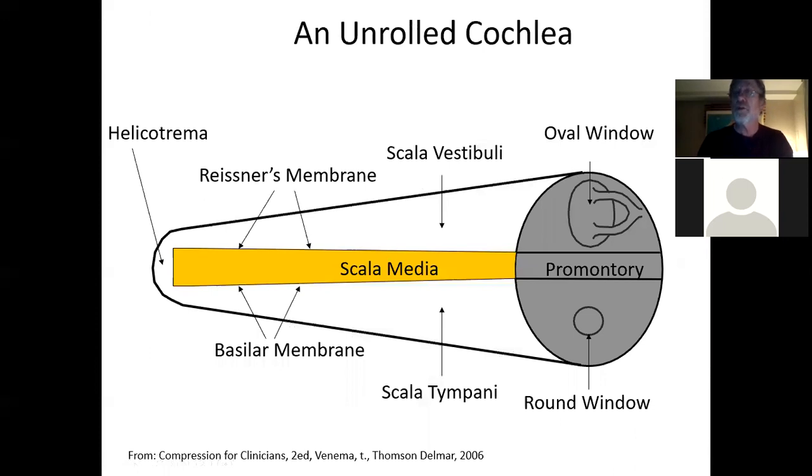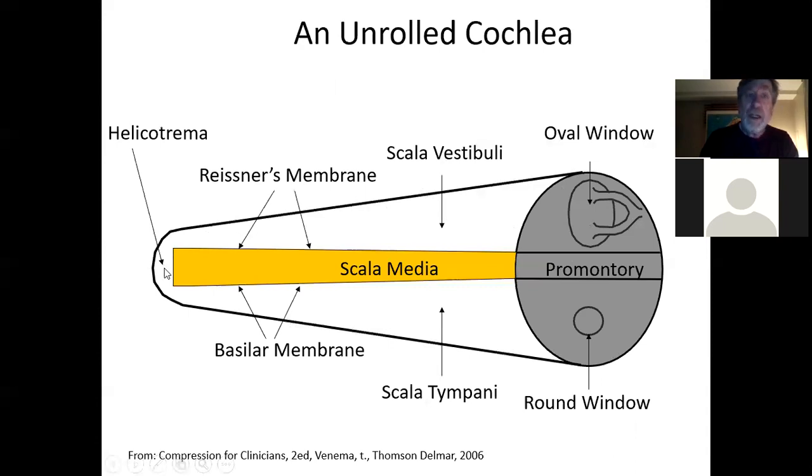Here's an unrolled cochlea. We'll unroll it. Oval window. Remember, all the white is solid bone, petrous portion of the temporal bone. Oval window, round window, promontory, the bump of bone that separates the two windows. The oval window pushes in. Here's the scala vestibuli. What's it filled with? Perilymph.